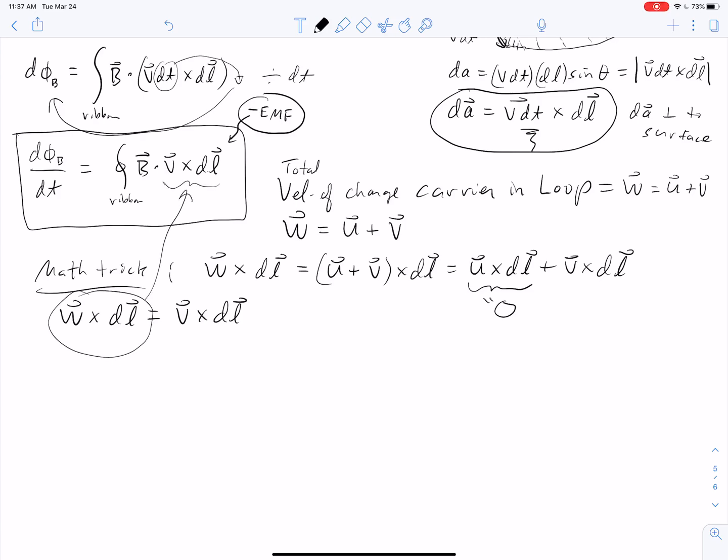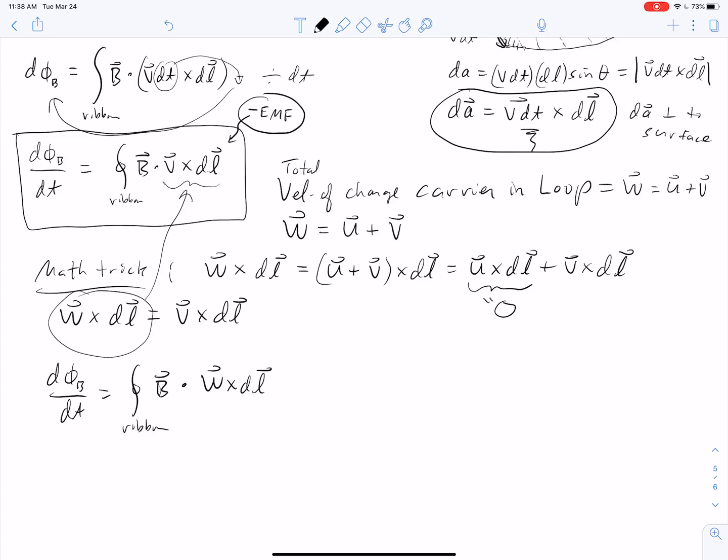In this equation, I'm going to replace the V cross dl with W cross dl, and you'll soon see why I did that. So now let's do that. d phi B dt is equal to the integral over the ribbon of B dot W cross dl. And I can do that since W cross dl is exactly equal to V cross dl. Okay, well, why did I do that?